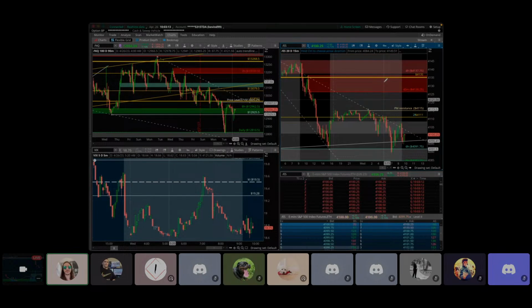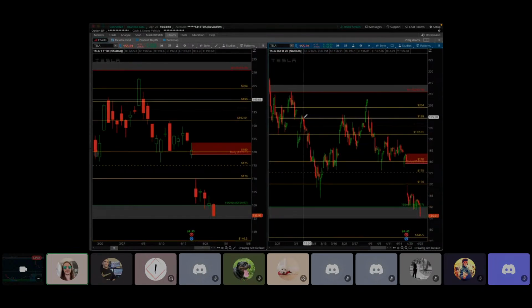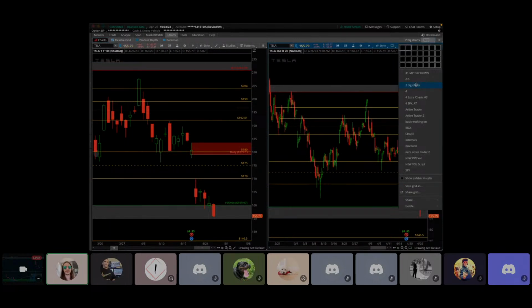Yeah, I try to keep it simple chart-wise. ES, NQ, VIX, and then I pop back to the other chart. It's either two big charts, or I could pull up the set of six with all the equities.